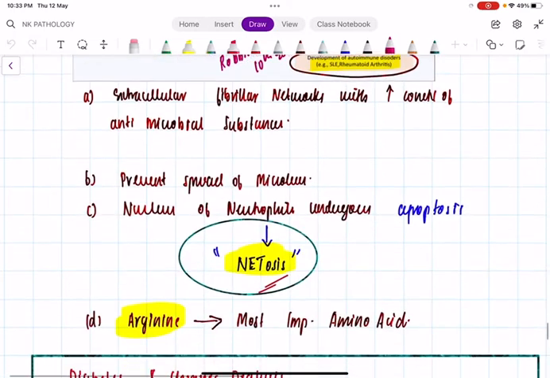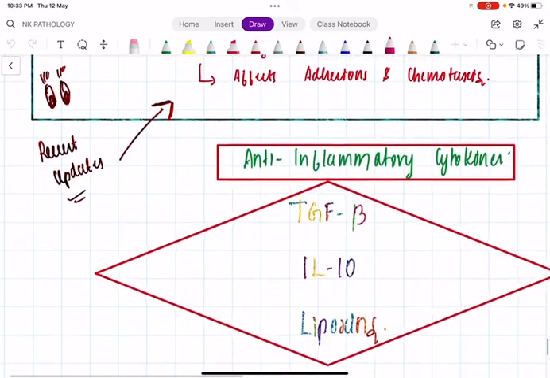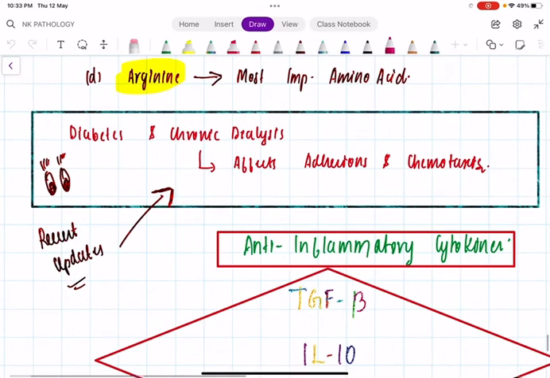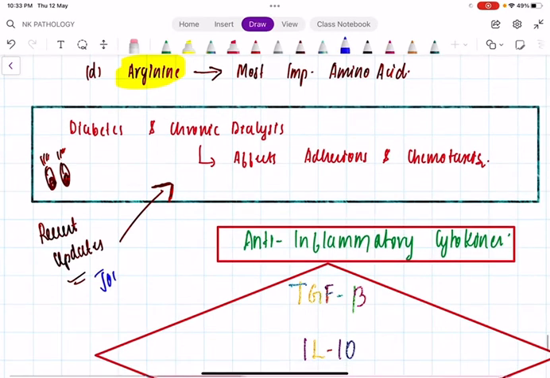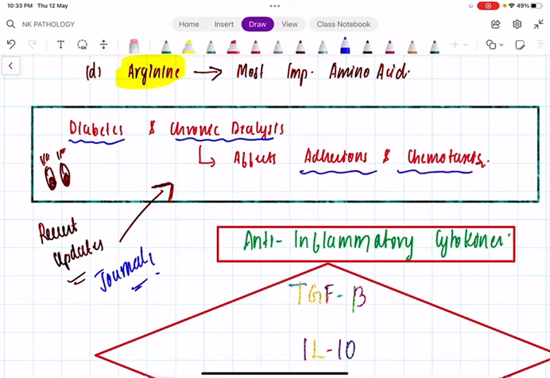Then finally we have one or two recent updates. These updates are actually from journals. We have these two updates: diabetes and chronic dialysis. In diabetes and chronic dialysis, there will be a problem in adhesion and chemotaxis. Just for completion's sake.